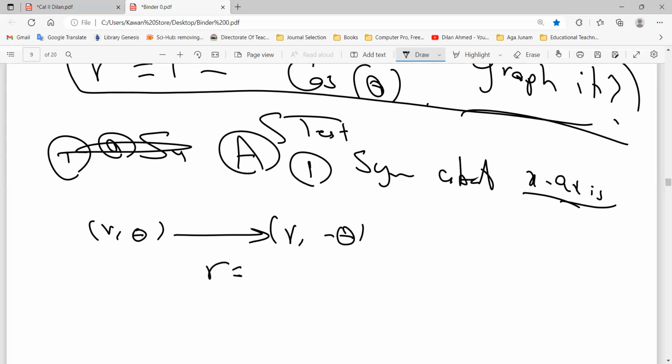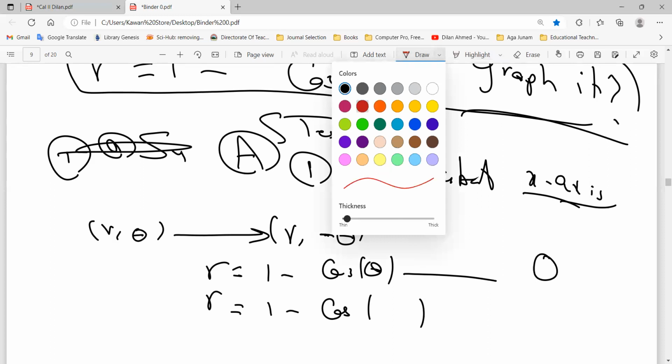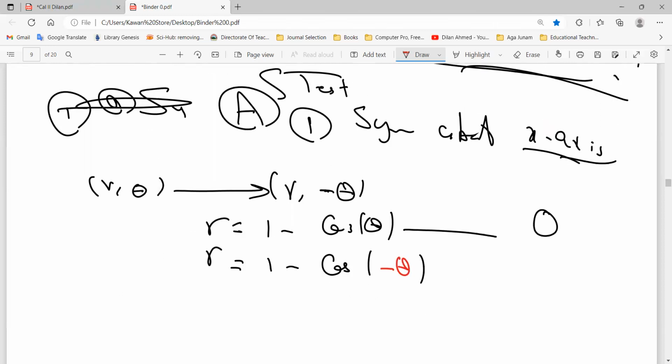It means that you have r equal to 1 minus cosine theta. This is the original one. Am I right? So I'm going to change each angle by minus theta here. The result of that one will be what? Cosine is what? An even function. We mentioned many things, but here we use all of them in detail. So that one will be your new equation.